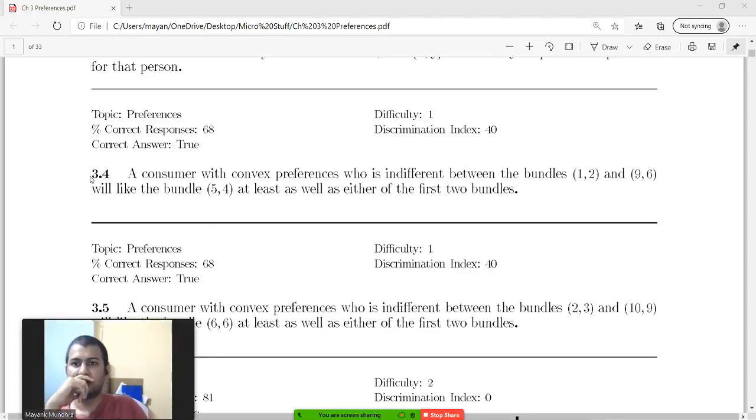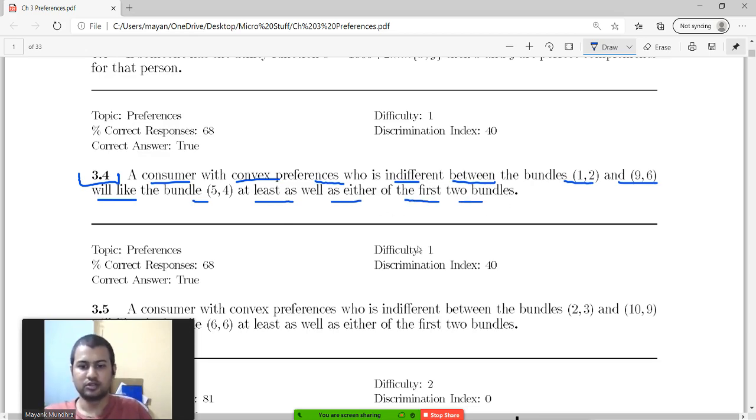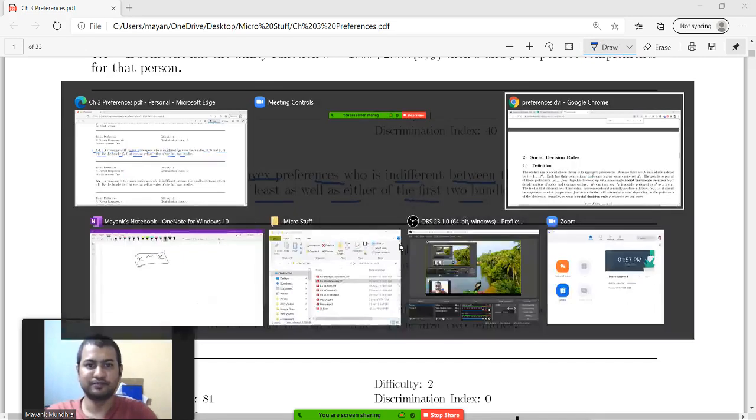Okay, true false question 3.4. Question 3.4: a consumer with convex preferences who is indifferent between bundles (1, 2) and (9, 6) will like the bundle (5, 4) at least as well as either of the first two bundles. So the bundles are (1, 2) and (9, 6).